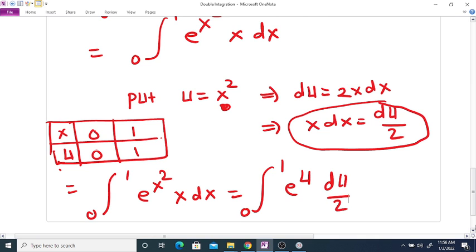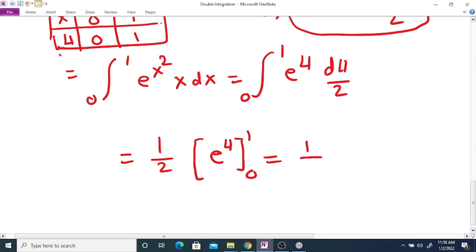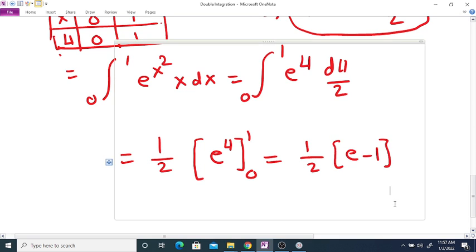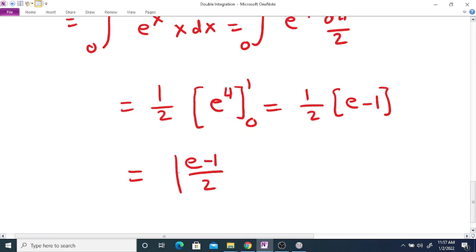So if we take 1 by 2 outside, it is the integration of e raised to u du. The integration of e raised to u is e raised to u from 0 to 1. So it is 1 by 2 times e minus e raised to 0, which is 1. So e raised to 1 minus e raised to 0 is e minus 1. So the value of this integration is equal to e minus 1 divided by 2.